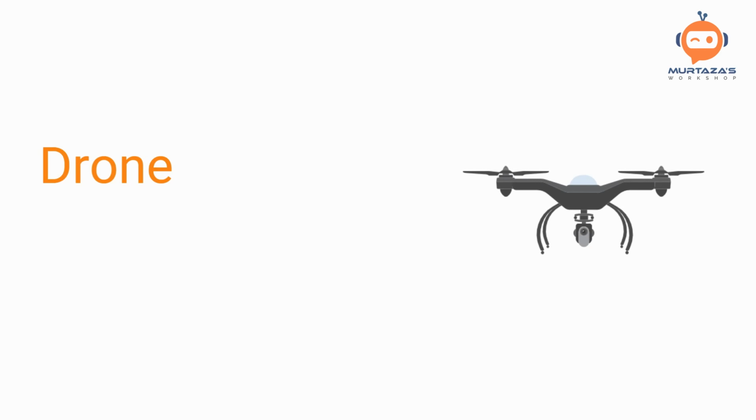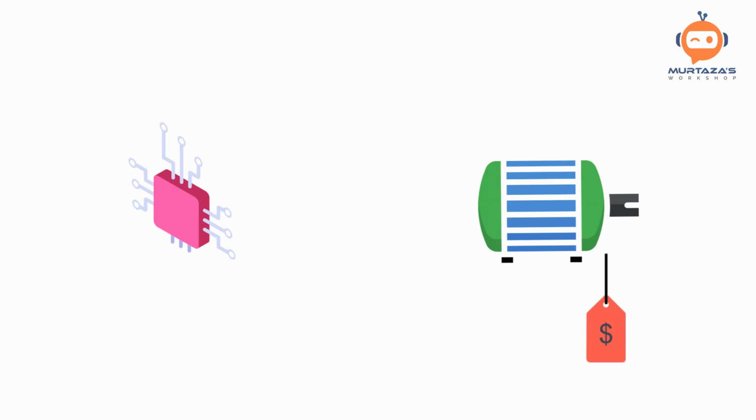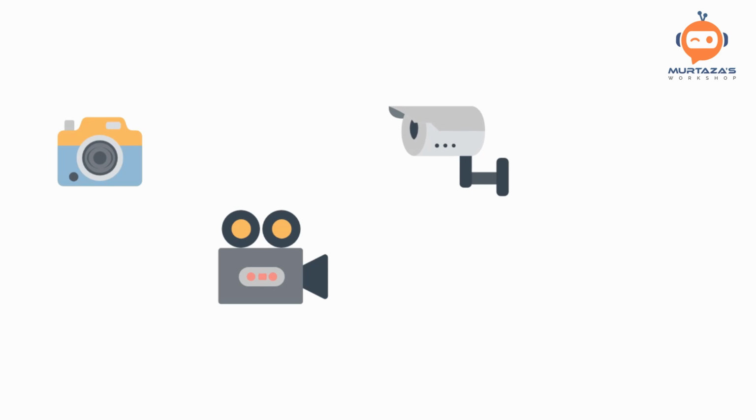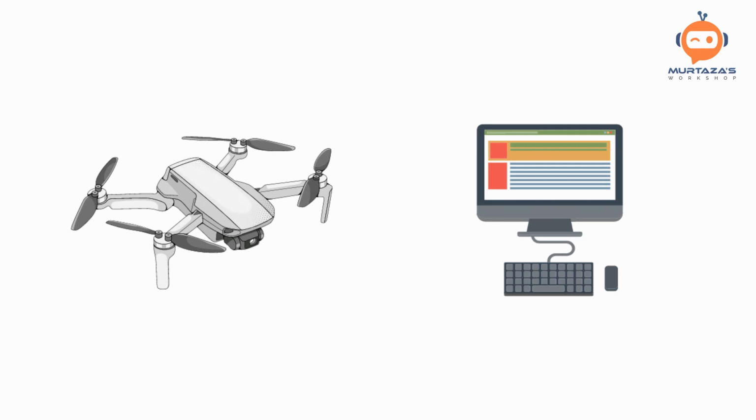The term drone means a continuous low humming sound. Now, this might not be the best way to represent these unmanned aerial vehicles, but still it's the most commonly used term. Drones have gained a lot of popularity over the past few years as the technology has advanced and the motors have become cheaper. This has allowed the drones to be used in much more commercial sectors such as photography, filmmaking, surveillance, and even delivery systems. In spite of this, drones have a long way ahead. So learning how to program a drone to perform different tasks is becoming an increasingly popular skill.